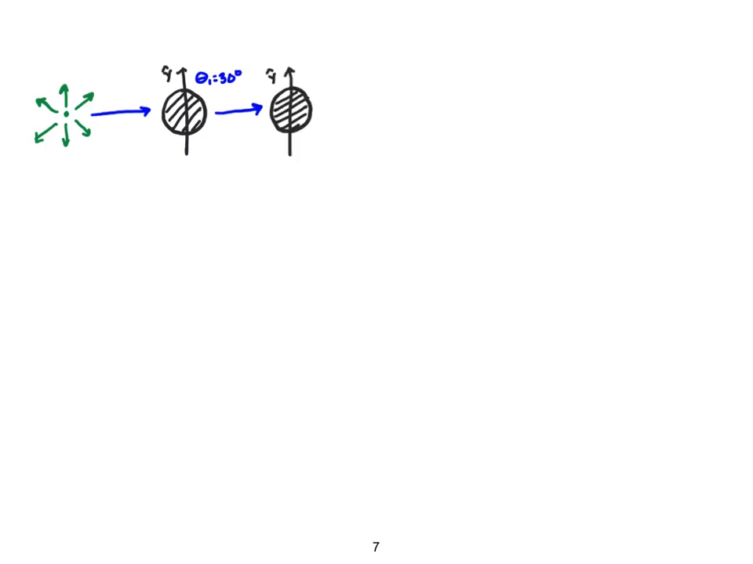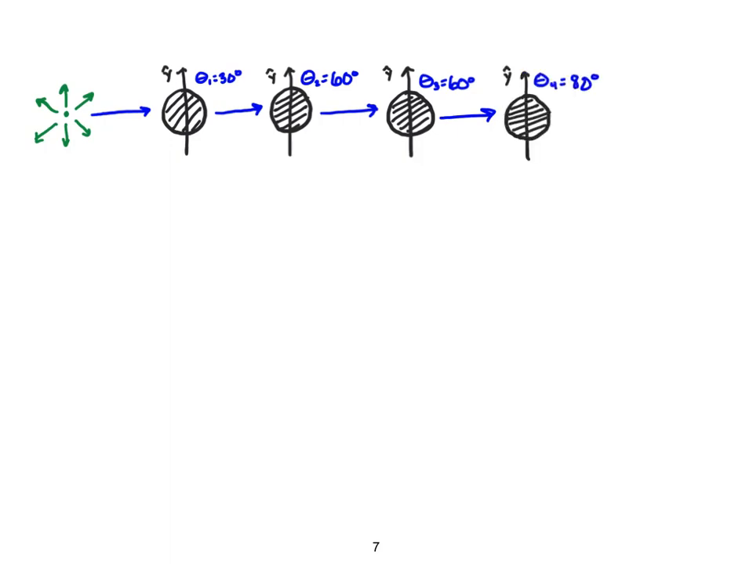Let's do an example. Suppose that light, which is originally unpolarized, passes through a polarizing filter that has an angle of 30 degrees to the y-axis. That light then passes through another filter, which is at an angle of 60 degrees to the y-axis. The light passes through a third filter, which is also at an angle of 60 degrees from the y-axis. Finally, the light passes through a fourth filter, which is angled at 80 degrees from the y-axis. If the original intensity of the light is 100 watts per meter squared, what is the final intensity of the light after going through the fourth filter?